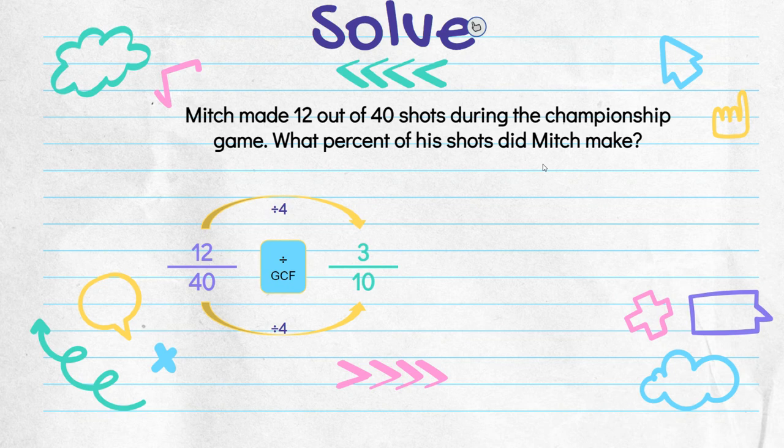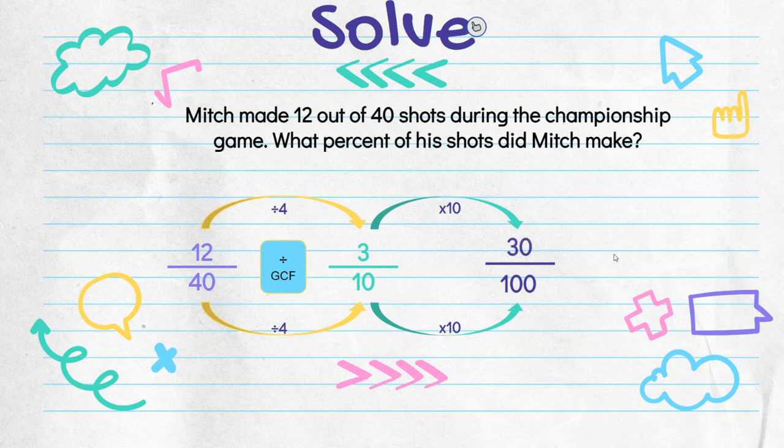But this does not give us Mitch's shooting percent. It just gives us a fraction. But that fraction can easily turn into something over 100. Because we can very easily go from 10 to 100 by multiplying by 10. If we multiply the bottom by 10, what are we going to do to the 3 on top? 3. I appreciate the enthusiasm, but I would like you to only answer the question I am asking you. And at this point, that's 3 times 10.